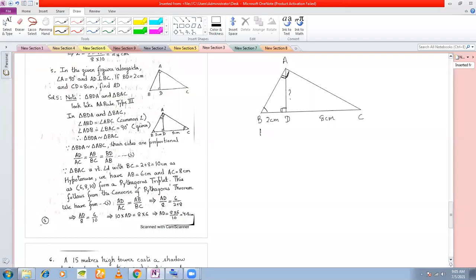Now, if the length of BD is given to you and if the length of DC is given to you, then this entire length here is 10 centimeters, 8 plus 2. Now you see that in the bigger triangle ABC, this is the length 10 centimeters, right? That means this is the hypotenuse of this triangle. Now, if you know the hypotenuse, if you remember last year, I had mentioned this to you, that if you know the length of the hypotenuse, how will you find out the other two lengths?